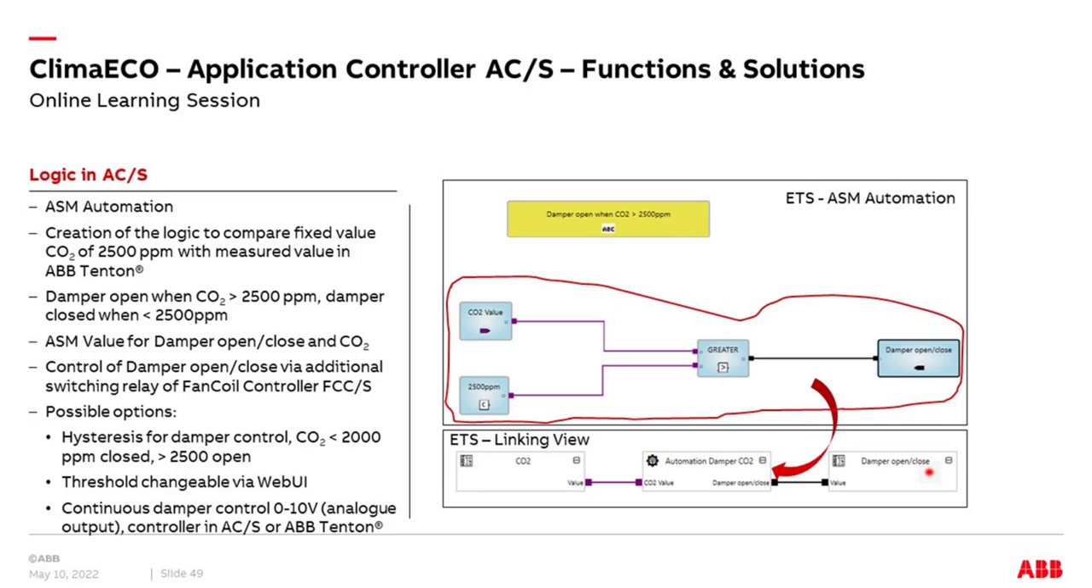Not perfectly done at the beginning. I can optimize this. I can say, okay, I need a hysteresis, of course. Not only 2500 ppm is a limit. Let's do it better. If it's exceeding 2500, I open the damper. If it goes below 2000 ppm, then it closes. So hysteresis is normal in such a two-step control.